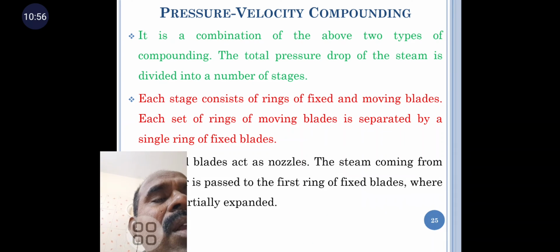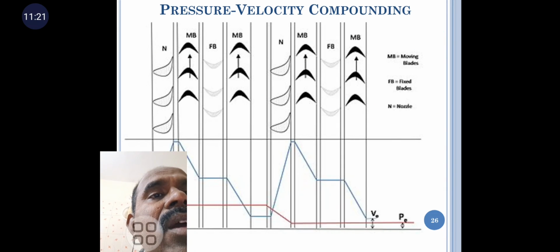Next one, pressure and velocity compounding. It is a combination of the two compoundings. The total pressure drop is divided into a number of stages. Each stage consists of fixed blades and moving blades. Each set of moving blades is separated by a single ring of fixed blades. The fixed blades act as nozzles. That is called pressure and velocity compounding. In each and every stage the pressure is equally reduced.